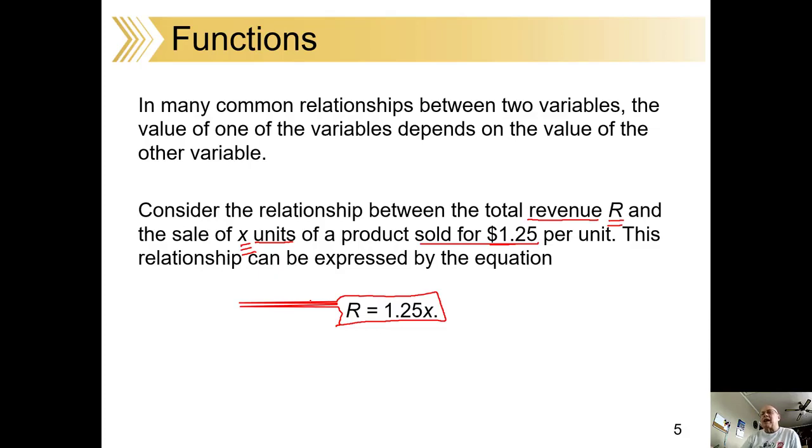So a few examples might help if you're not familiar with it. Throw some numbers in for x and see what happens. So if you sell 10 of those items, how much do you have coming into your cash register or whatever it is? $12.50. Just multiply the number of items times the price per item, and you get the revenue for that particular day or hour or whatever it is.